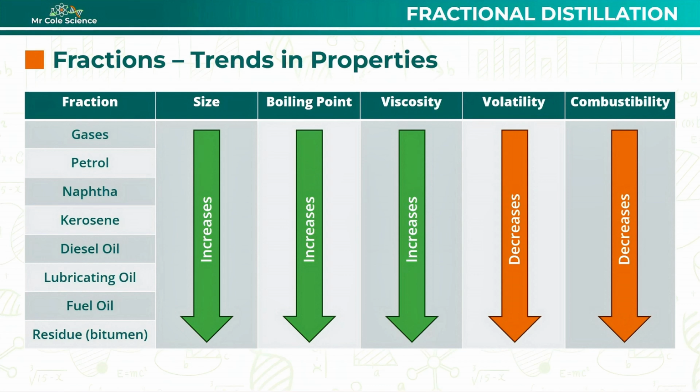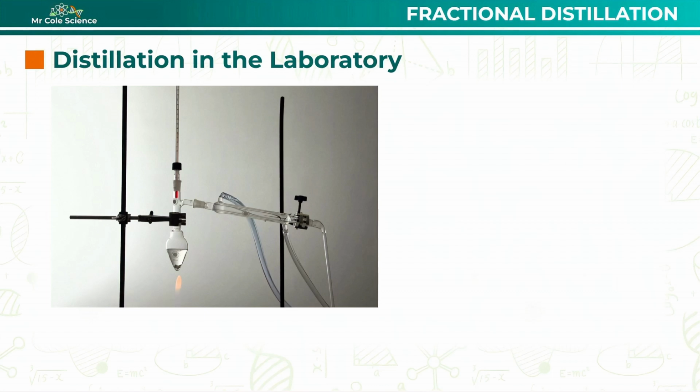Now, although these might initially seem like four separate trends to learn, they're actually all linked to the same underlying principle. As the size of the hydrocarbon molecules increases, the intermolecular forces acting between those molecules increase too. The greater number of van der Waals forces increase the boiling point, reduce volatility, and contribute to the thicker, more viscous nature of the larger fractions. So rather than trying to memorize each trend individually, try to relate them back to the increasing size of the hydrocarbon molecules.